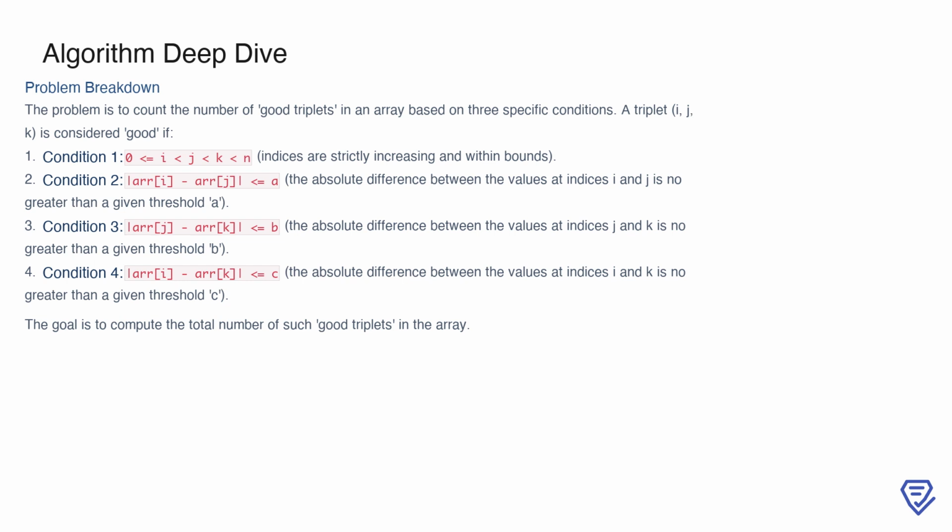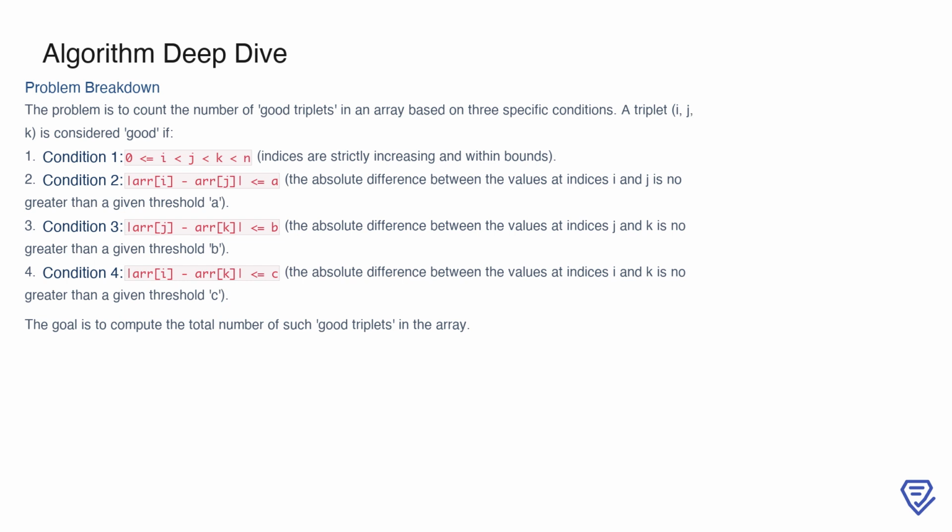A triplet I, J, K is considered good if it satisfies four specific conditions. First, the indices I, J, and K must be in strictly increasing order and fall within the bounds of the array. Second, the absolute difference between the values at ARR I and ARR J must not exceed a given threshold A. Third, the absolute difference between ARR J and ARR K must not exceed the threshold B. Finally, the absolute difference between ARR I and ARR K must not exceed the threshold C.